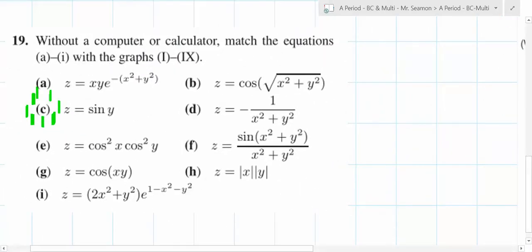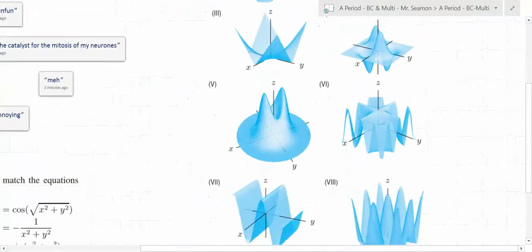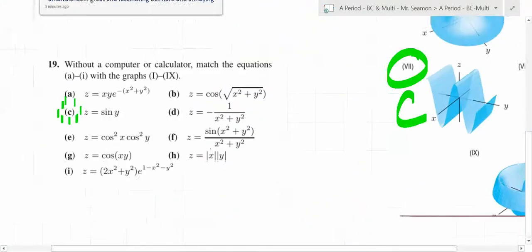What is not in that? X. There's no x in it, so it's independent of x, meaning it's only going to exist on the zy plane and then get scaled forward and backward on the x-axis. So which one is like that? Oh, there it is, right? So we know that one's C. Absolutely. So we did that one.